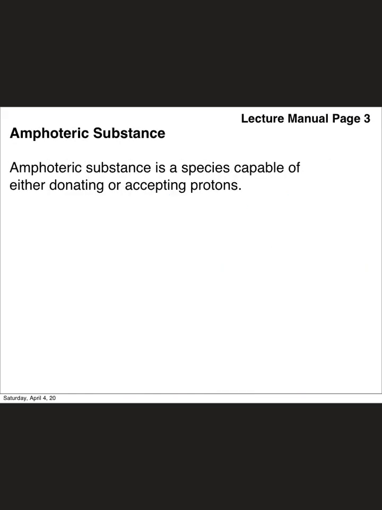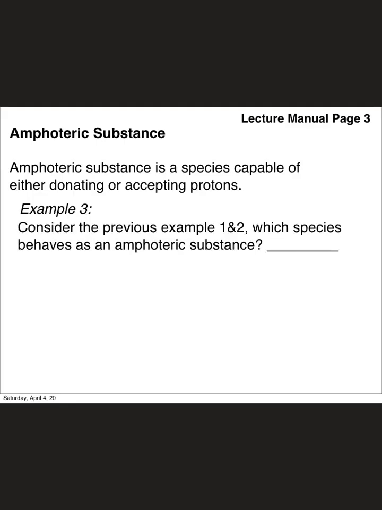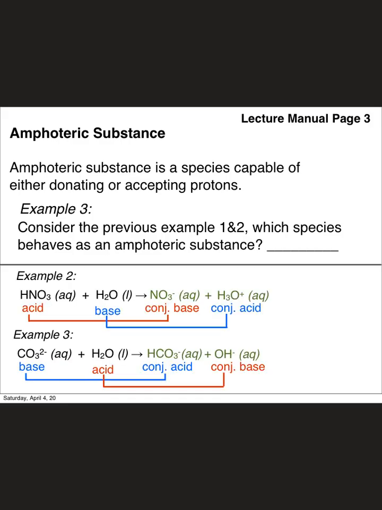Next, we are going to take a look at amphoteric substance. Amphoteric substance is a species capable of either donating or accepting protons. What are the examples of amphoteric substance? This is when you will need to look at our previous example 1 and 2. If you look at example 1 and 2, you can see that in this case, water molecules in both equations can behave either donating or accepting protons. Thus, we call water an example of amphoteric substance.